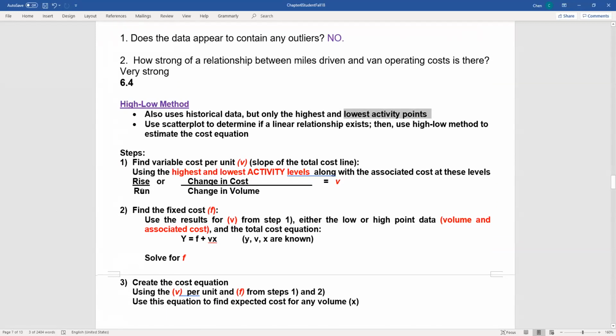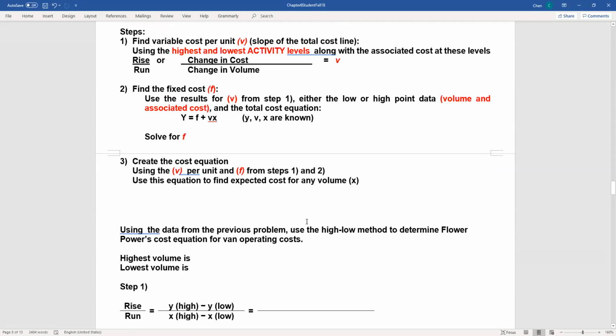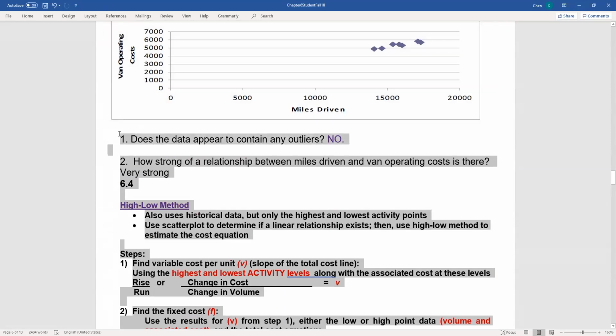The steps: first, you find your highest and lowest activity levels, and then you find the change in cost and change in volume between these high and low points, and you figure out your V. Then you put your V in the cost equation for either the low or high point, and then solve for F. In this way, you have both V and F, then you have your cost equation, okay? Let's do this example. Let me hide this first, okay?